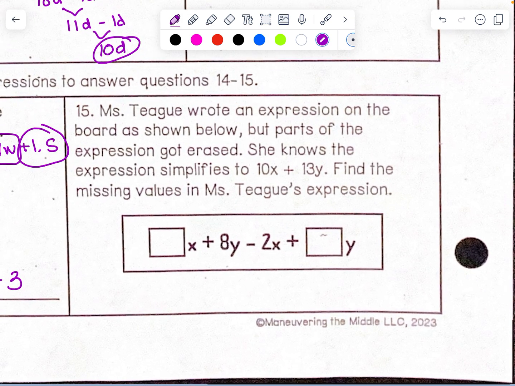And then, I know I said that was the last one, but let's do this one. Miss T wrote an expression on the board shown below, but parts of the expression got erased. She knows it simplifies to 10x plus 13y. Find the missing values. So give it a pause here and try to figure this out.